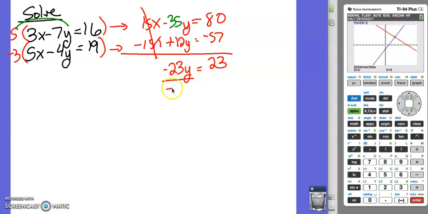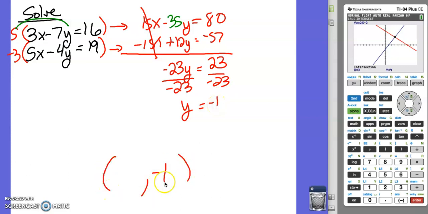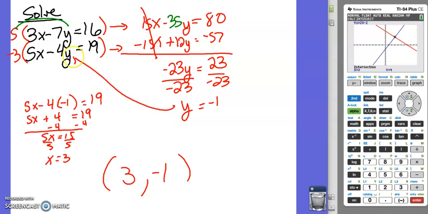And then you're going to solve, divide both sides by negative 23, and y equals negative 1. And remember, I'm trying to find a point of intersection, so all I found was the y part of the point, and then I just need to substitute that back in to find the x, in either equation, whichever looks the best. So I just substituted it into the second equation right there, and I substituted it into the y right here, and then solved for x equals 3. So this is the point of intersection, 3, negative 1.